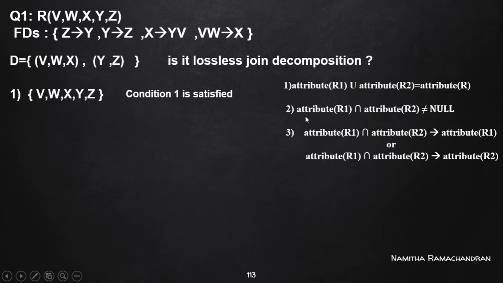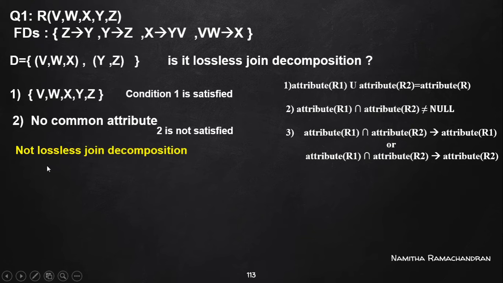Now we can go for condition 2. Check whether there exists any common attribute between these two relations. Here we have V, W and X, and here we have Y and Z. There exists no common attribute in these two. So condition 2 is not satisfied because no common attribute is present. Now we can stop checking and conclude that this decomposition is not a lossless join decomposition.